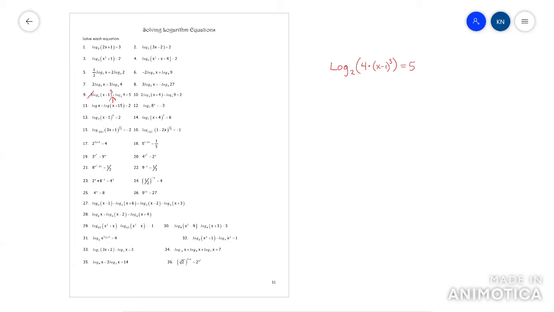And so now you're like, okay, well, I can snail this and go 2 to the 5 equals 4 times x minus 1 cubed. 2 to the 5th is 32. Divide by 4. Cancel that cube by cube rooting. And then finish solving. That's how you would handle that problem.